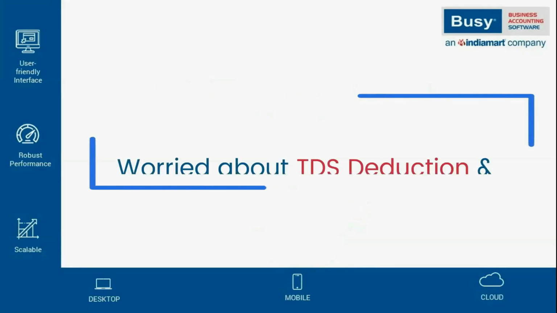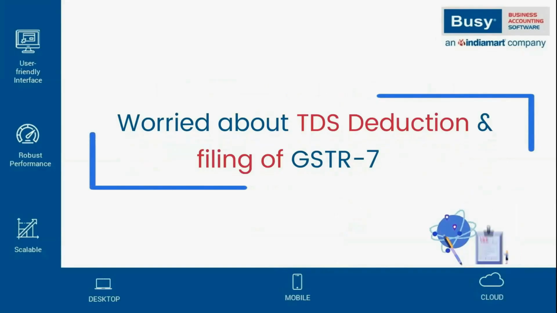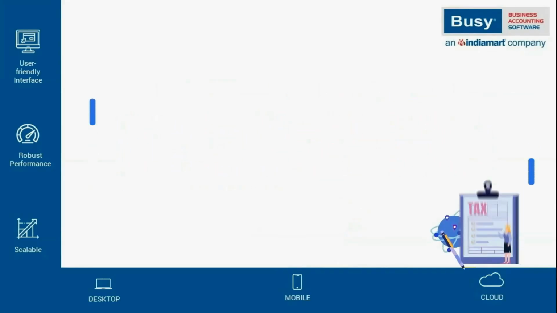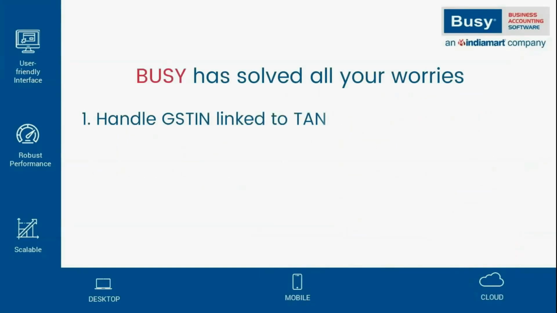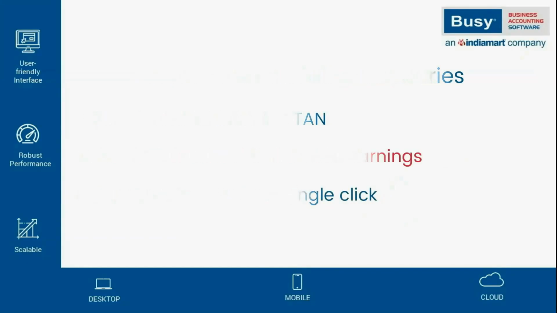Hello. Are you a metal scrap dealer and worried about how to deduct TDS and file the GSTR7 return? Now, with Busy, this process has become much easier. Through Busy, you can easily enter your TAN-based GSTIN, manage threshold limits with timely warnings, create GSTR7 with just one click. Let's now see how you can incorporate this process in Busy.